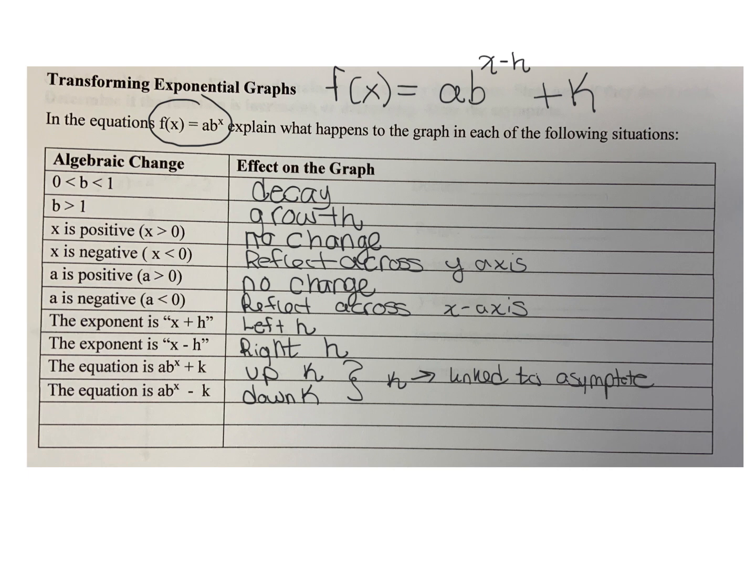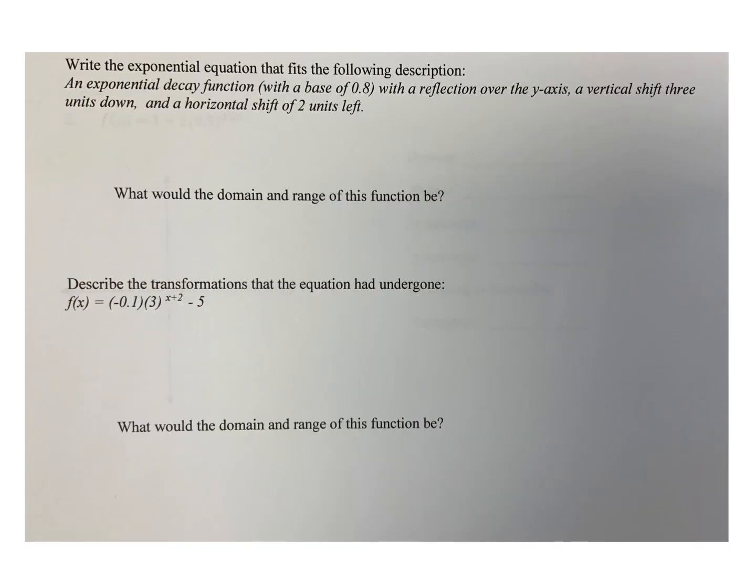So let's make some more graphs quick. Okay, so let's use that table and do these examples. I need to write an exponential decay with a base of 0.8. So I'm going to write that model, that f of x equals a b to the x minus h plus k model. They told me my base is 0.8.